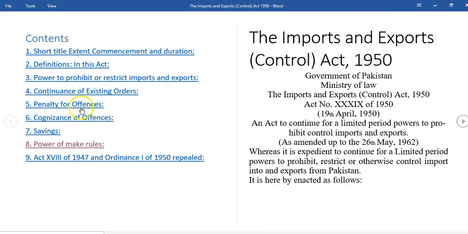Hello, in this session we are going to discuss the Imports and Exports Control Act 1950. The act was passed in 1950 in erstwhile Pakistan. At that time Bangladesh was named East Pakistan, and the act was passed in 1950. And there has been no updation and no change in this act.